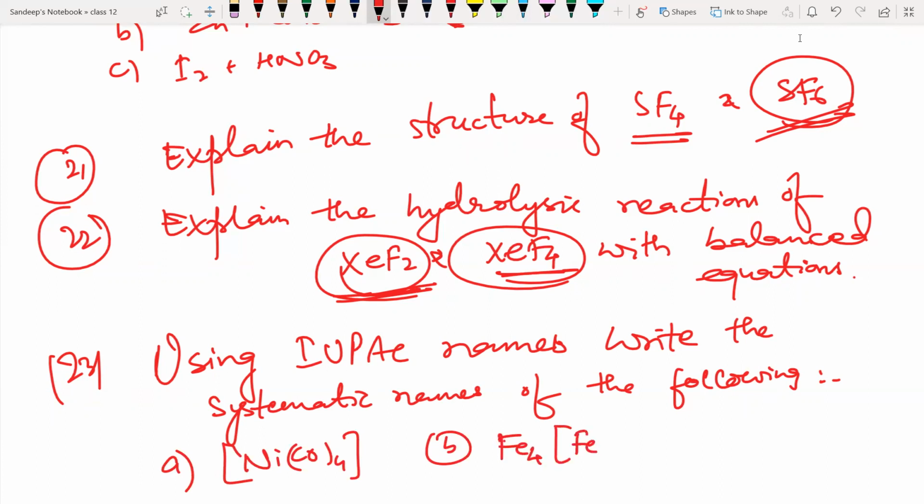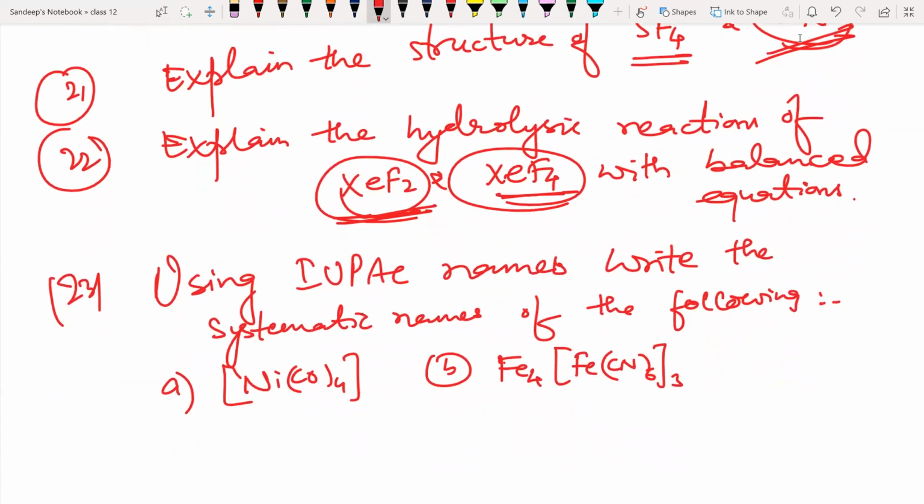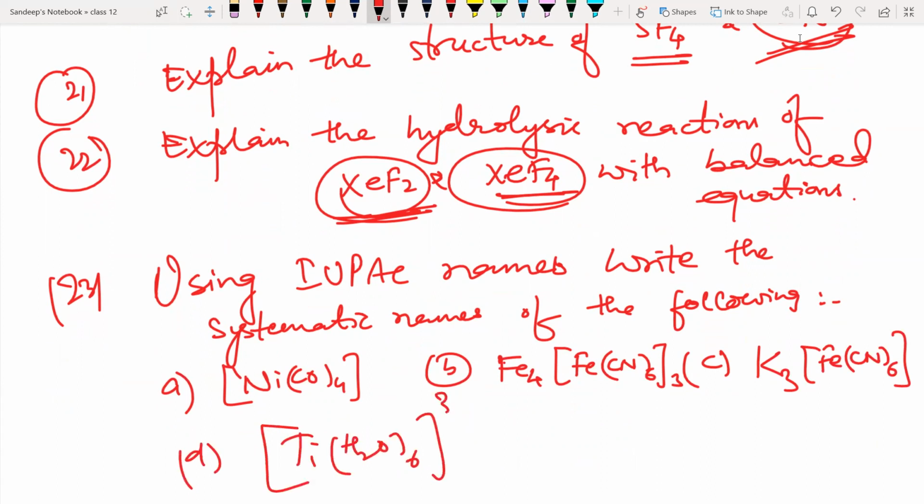Next, Fe4[Fe(CN)6]3. So it is iron(III) hexacyanoferrate(II). Third is K3[Fe(CN)6]. So it is potassium hexacyanoferrate(III). Then [Ti(H2O)6]3+. So it is hexaaquatitanium(III). So these are from the coordination compounds, a very important chapter.